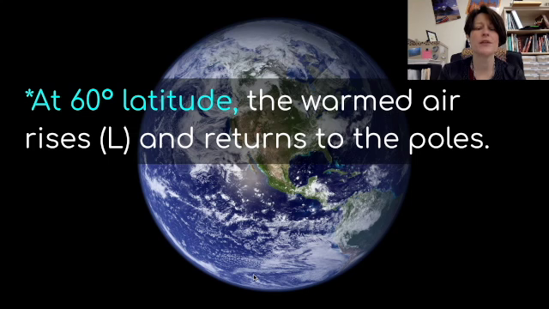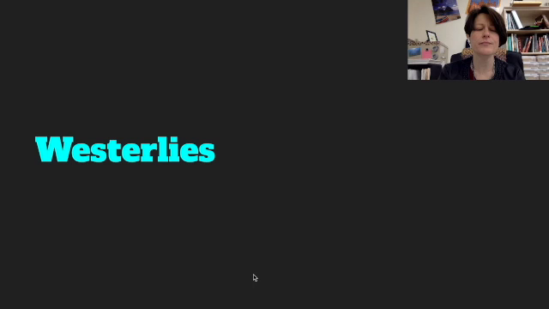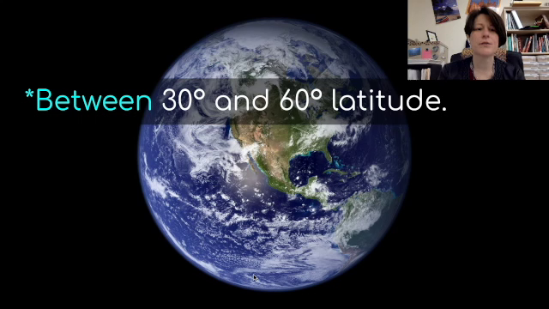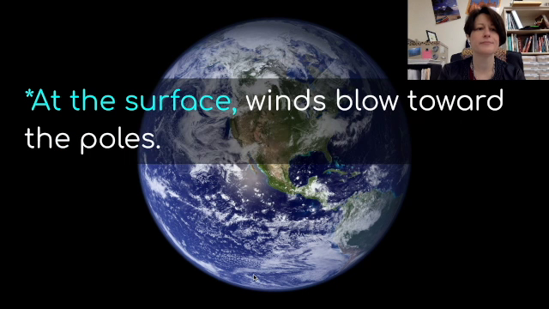So we have another convection current, and the trade winds are on each side of the equator. The polar easterlies are at the north and south poles. And then we have the westerlies. The westerlies are sandwiched between the trade winds and the polar easterlies. These happen between 30 degrees and 60 degrees latitude. They're actually due to movements of the trade winds and the polar easterlies.